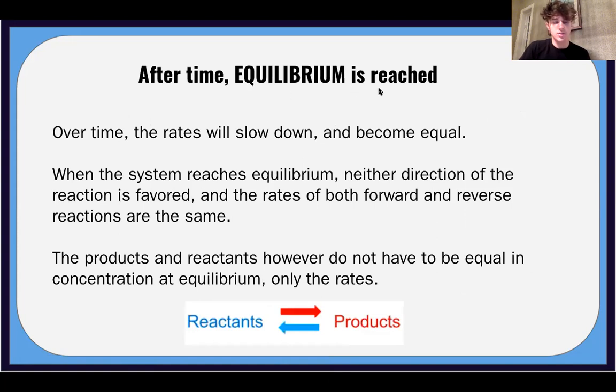After time, equilibrium is reached. Over time, the rates will slow down and the products and reactants will not become equal, but they will stay constant. When the system reaches equilibrium, neither direction of the reaction is favored, and the rates of both forward and reverse reactions are the same. The products and reactants, however, do not have to be equal in concentration at equilibrium, only the rates.